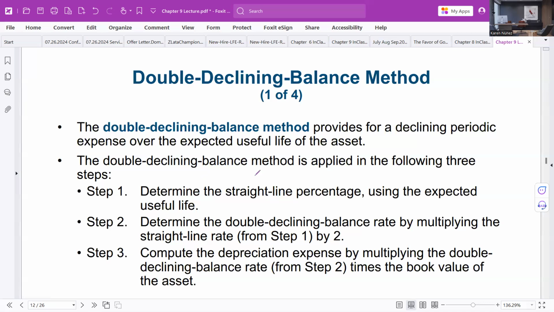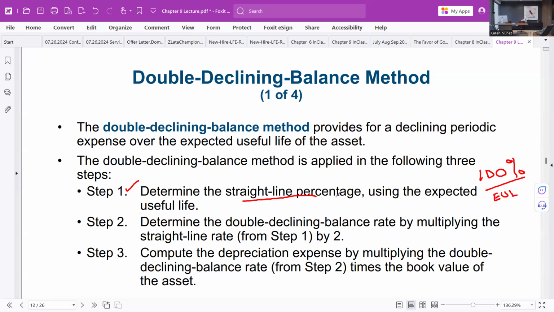The double declining balance method is a three-step method. The first step here is to find the straight line percentage, just like what we looked at before. We want to take that 100% and divide by the estimated useful life. So the straight line rate is 100% divided by that estimated useful life.